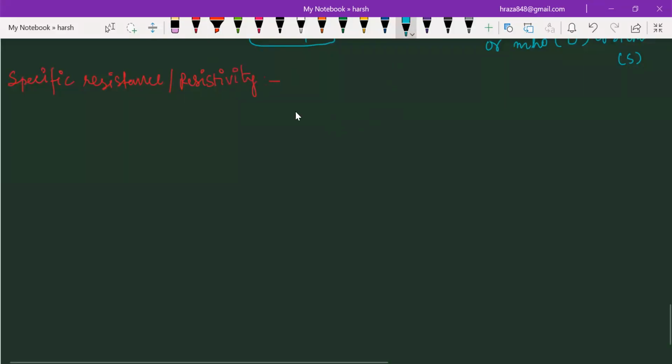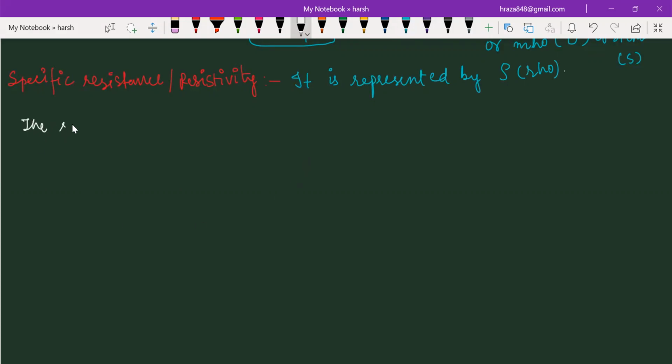Yes, I am. It is basically represented by rho. And how are we going to define it? Basically, it is a property of a conductor.